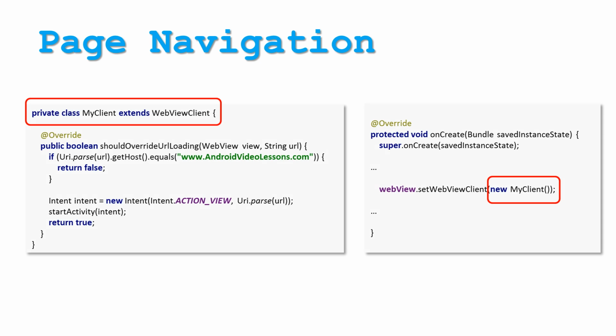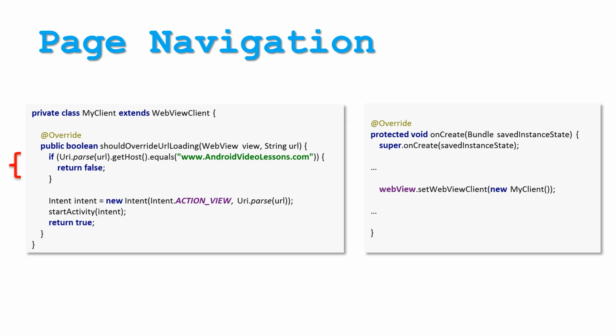If you want more control over how a clicked link will load, you can create your own WebView client that overrides the shouldOverrideUrlLoading method. For example, here the URL is parsed and checked if it matches a domain. If yes, the method will return false and the link will stay inside the WebView. Otherwise, the link will be opened in an external browser.